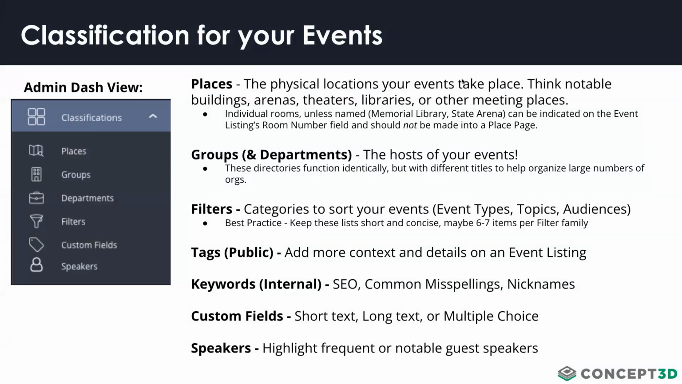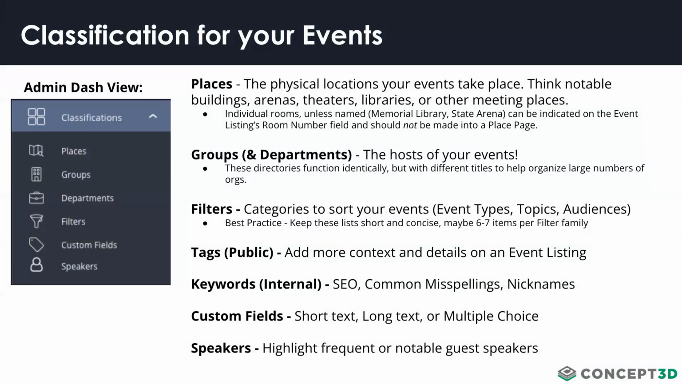And we're going to talk about classification for your events. So I did kind of get at this a little bit in my tour of the homepage just now, but you're able to add what we call classification to your events to help sort your events, to help make it very easy for your community to find your events. So places, as I mentioned, those are the physical locations where your events take place. So I want you to think buildings, arenas, theaters, libraries, or other meeting places around your campus that are prominent.